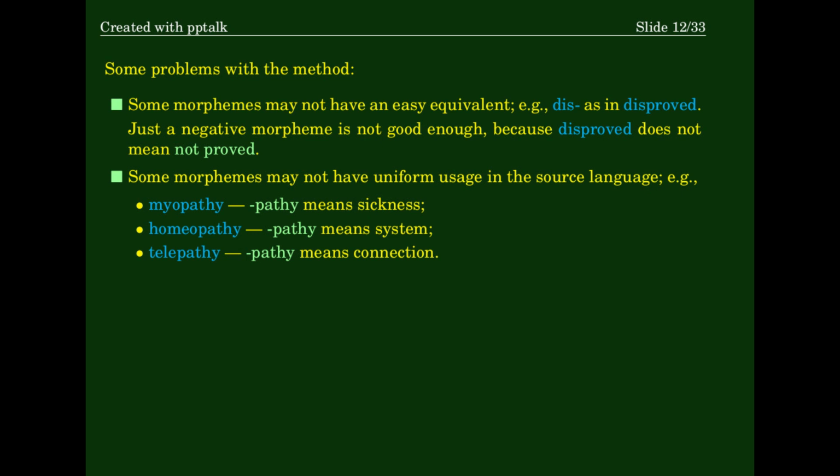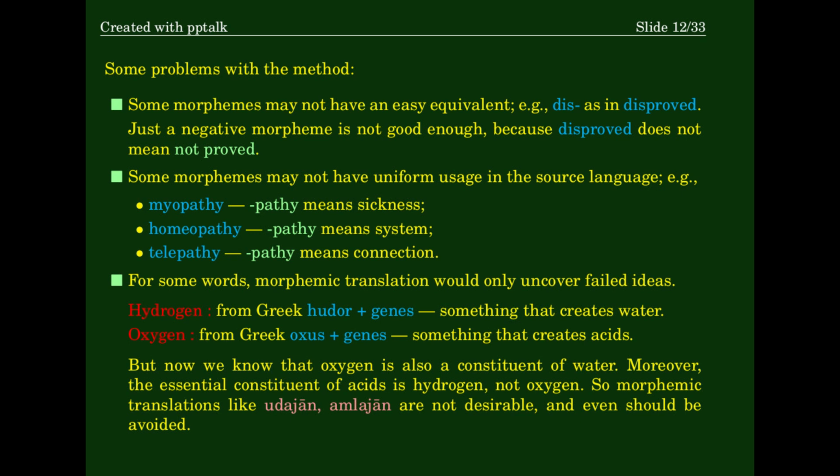Another problem with morphemic translation is that for some words, morphemic translation would only uncover failed ideas. For example, consider hydrogen. Two morphemes, both Greek, huder and genes. Roughly it means something that creates water. I will explain what is the problem, but let us also see another word, oxygen. Here, if you go by the morphemic meaning, it means something that creates acids. But now we know that oxygen is also a constituent of water.